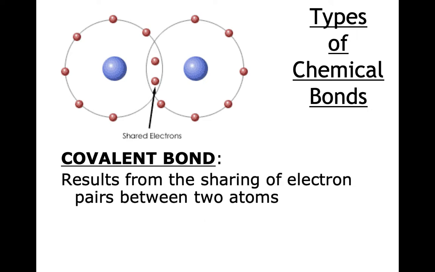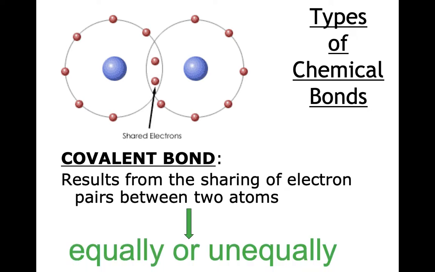In covalent bonding, you're going to share the electrons. In the above diagram, you can see there are 2 shared electrons between those 2 atoms. But the sharing might not always be equal. It's going to be close to equal, but it might not always be equal. So we have equal or somewhat equal, and then we have unequal sharing, and that's going to differentiate what type of covalent bond is actually forming.